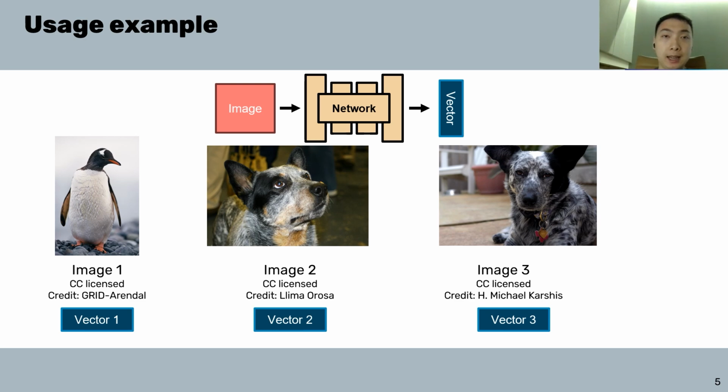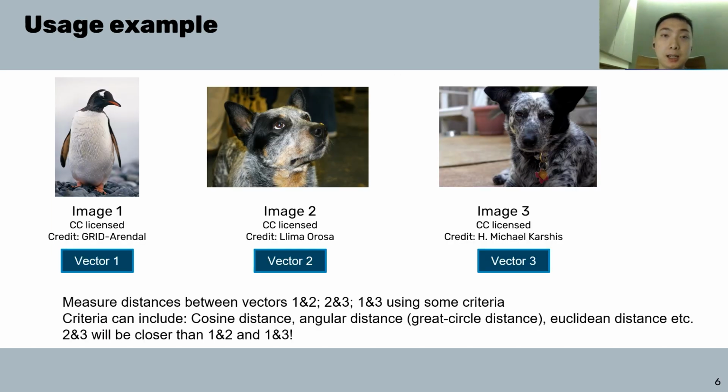Here is an example. We have image 1 of a penguin and image 2 and 3 of dogs. For each image, the network will predict a vector embedding. You can measure the distance between every pair of images using some kind of function. This function can be cosine distance, angular distance, or Euclidean distance. And what you want to find is for the vectors of 2 and 3, they are closer than 1 and 2 and 1 and 3.